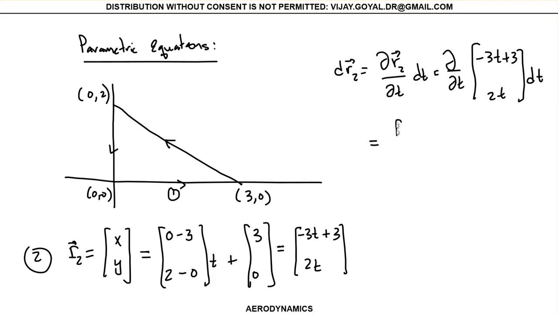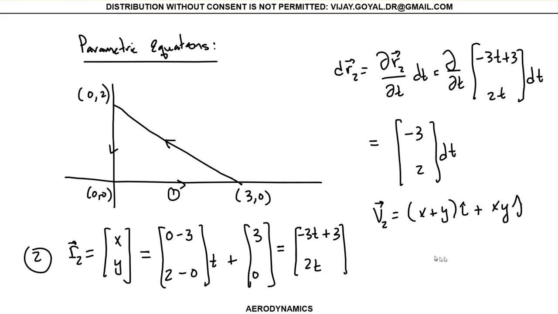So that will give me minus 3, 2 dt, okay? So your velocity vector, let's say 2, is equal to x y i plus x y j, which is equal to minus 3t plus 3 plus 2t i plus minus 3t plus 3 times 2t j. Okay, and you also integrate this from 0 to 1.